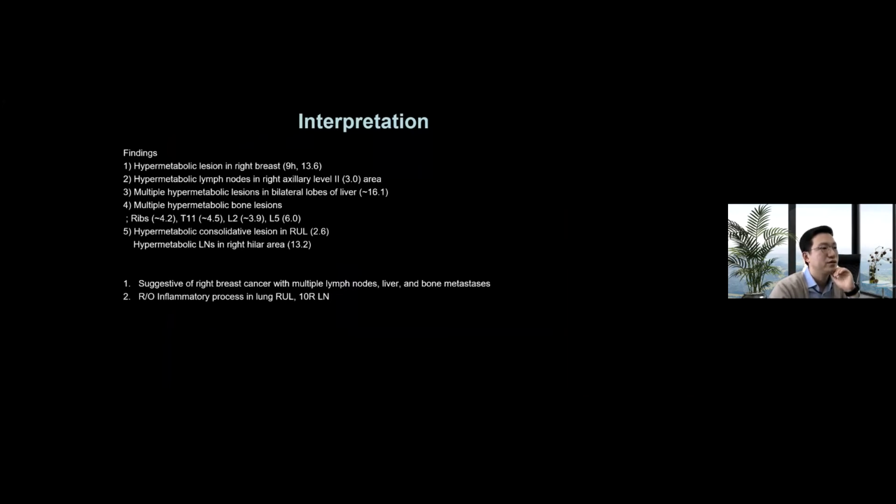It's very rare to have lymph node metastasis in that area in breast cancer. So I guess that should be confirmed after follow-up using the follow-up scans. But in this PET scan, we concluded that there was right breast cancer with lymph node metastasis and liver and bone metastasis, but the right lung and 10R lymph node could be an inflammatory process.